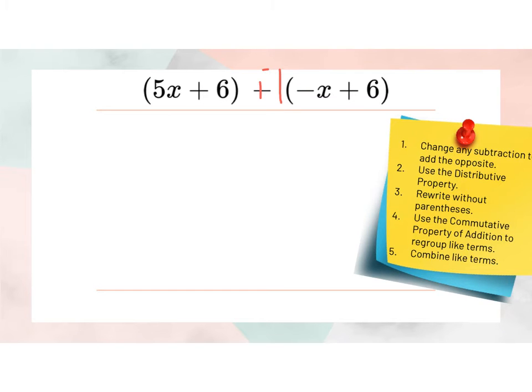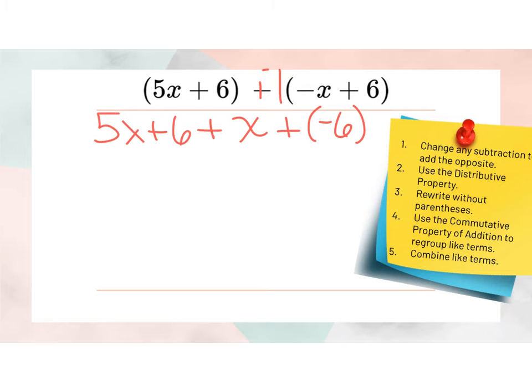So here we've got 5x plus 6 plus, and now I've got -1 times -x, and this is why I like to have the -1 there and not just a negative sign. A negative times a negative is a positive, and 1 times any number or variable will just give you back that number or variable. So -1 times -x is actually going to be just a positive x. And then -1 times 6, a positive times a negative is a negative, so this would be -6.